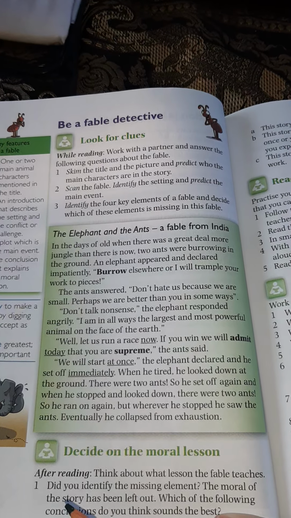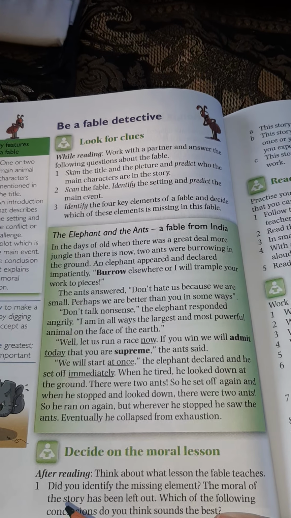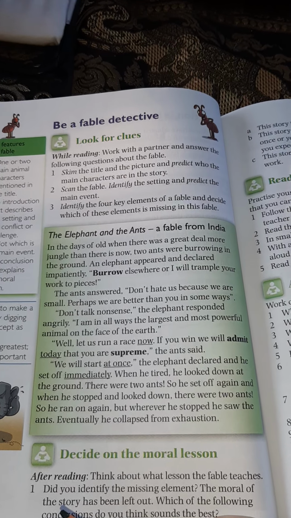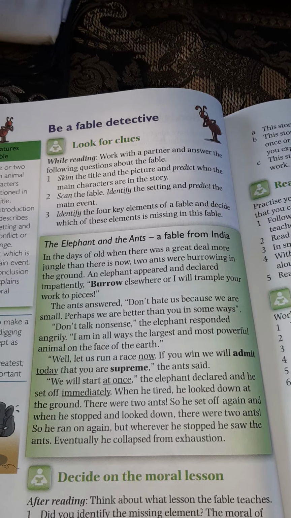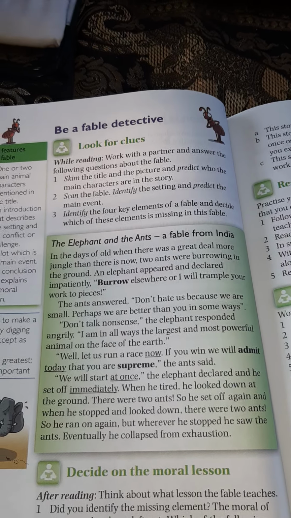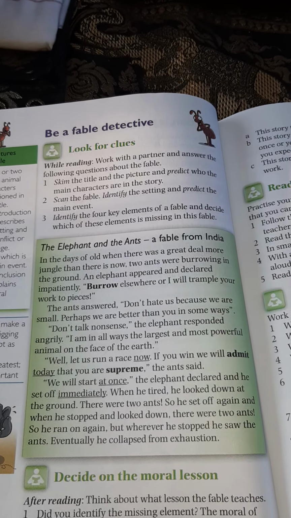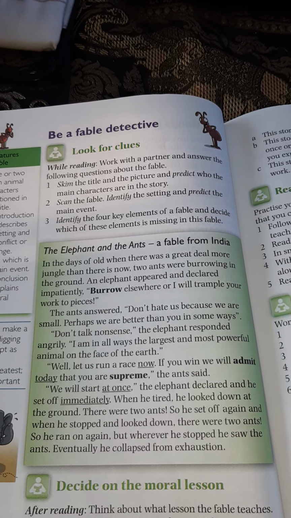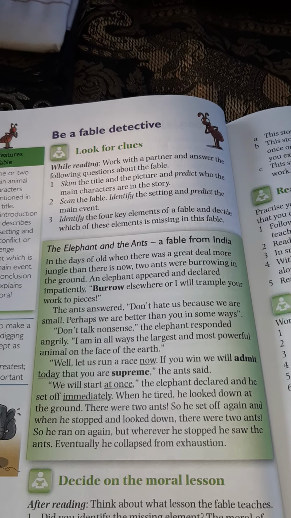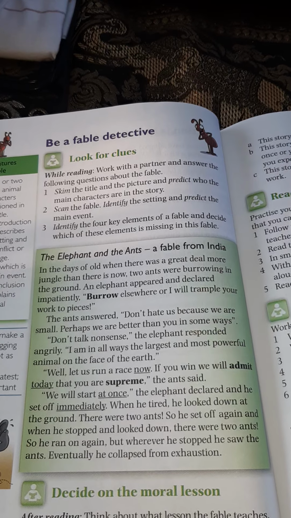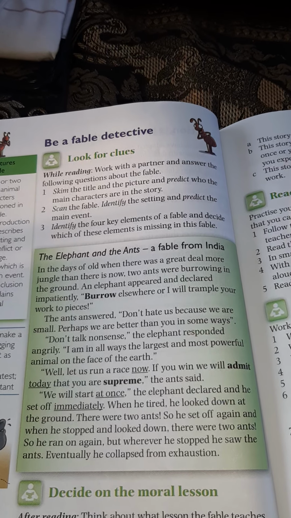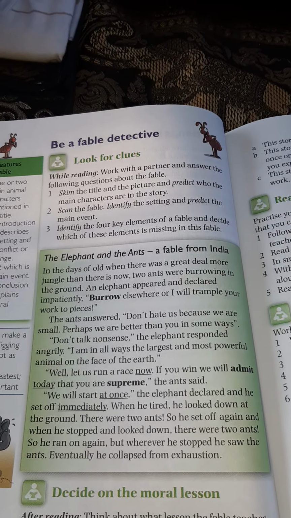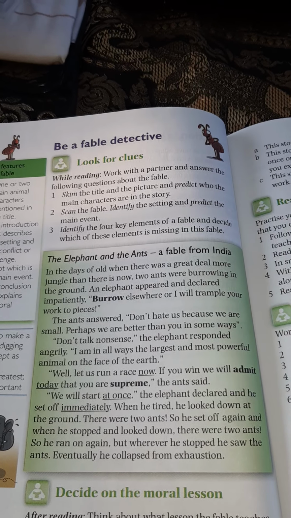"Don't talk nonsense," the elephant responded angrily. "I am in all ways the largest and most powerful animal on the face of the earth." "Well, let us run a race now. If you win, we will admit today that you are supreme," the ant shouted. "We will start at once," the elephant declared, and he set off immediately.